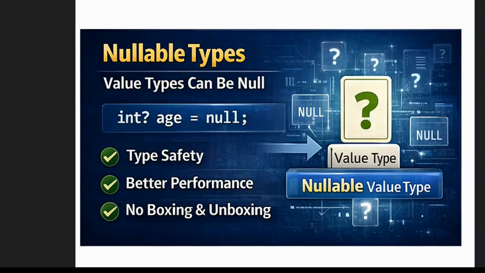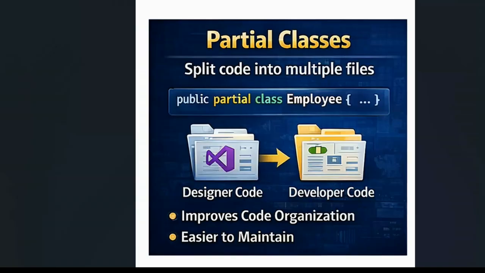Our next one is partial classes. Partial classes were not there in .NET Framework 1.0. A partial class allows the class definition to be split across multiple files. You can keep some code in one file and some code in another, but the partial keyword must be there. This is very useful in Visual Studio, where the designer generates code separately from the developer-written code. It improves code organization and maintainability.